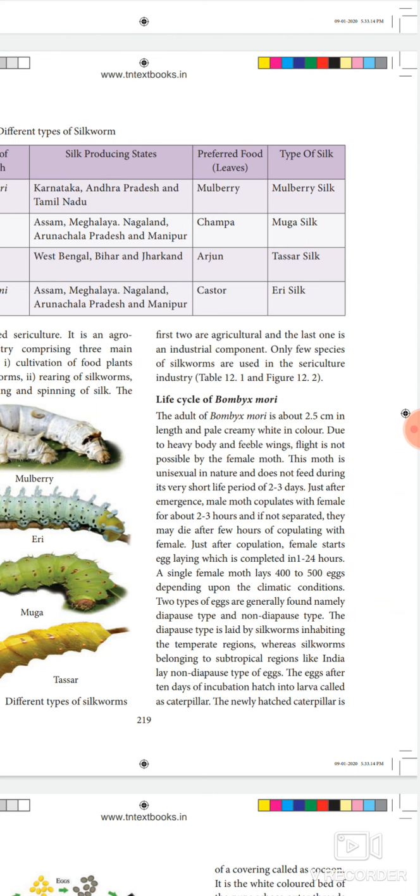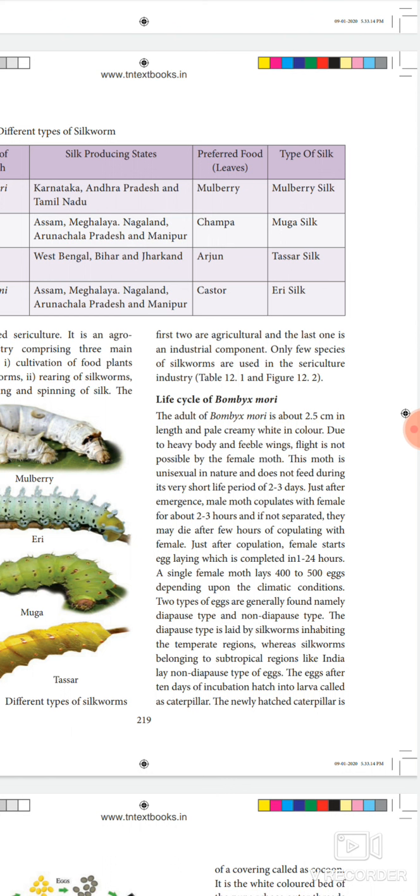Bombyx mori is used in Karnataka, Andhra Pradesh and Tamil Nadu. The adult of Bombyx mori is about 2.5 centimeter in length. Underline that. How much length? 2.5 centimeter in length, and the color is pale creamy white.